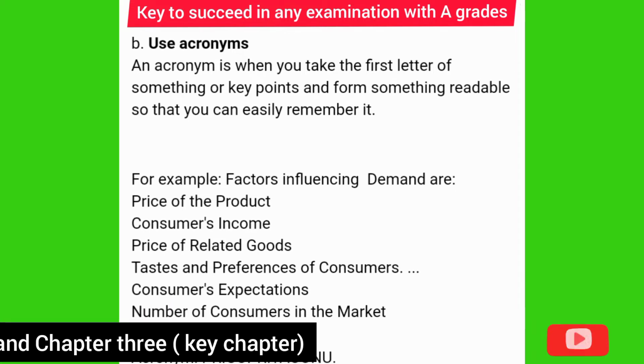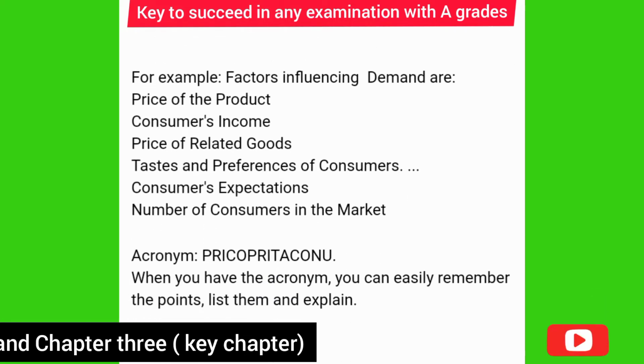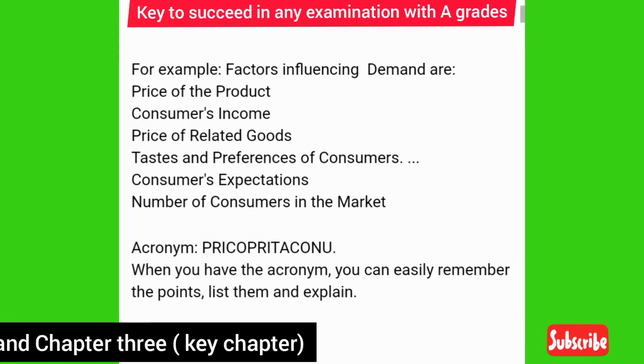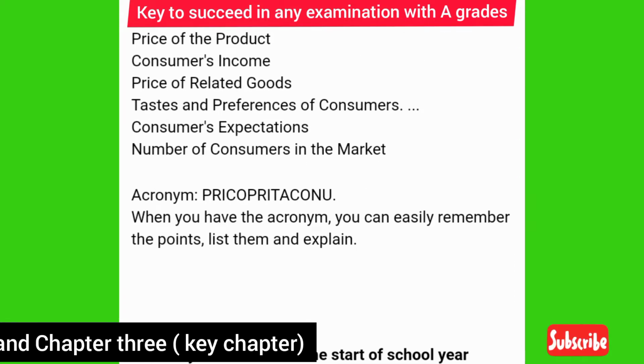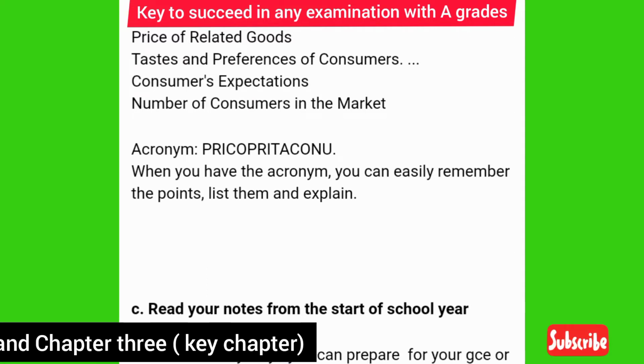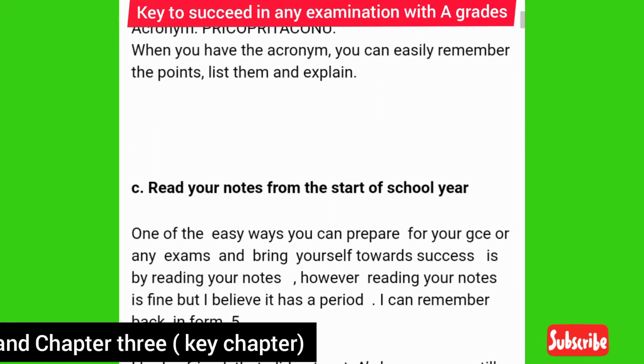B. Use acronyms. An acronym is when you take the first letter of something or key points and form something readable so that you can easily remember it. For example, factors influencing demand are: price of the product, consumer's income, price of related goods, tastes and preferences of consumers, consumers' expectations, number of consumers in the market. Acronym: PRICOPRITACONU. When you have the acronym, you can easily remember the points, list them and explain.